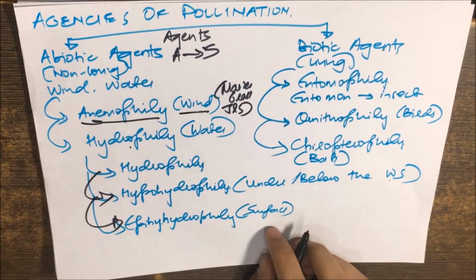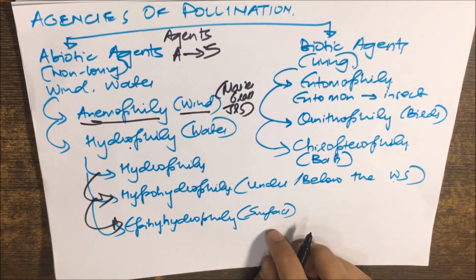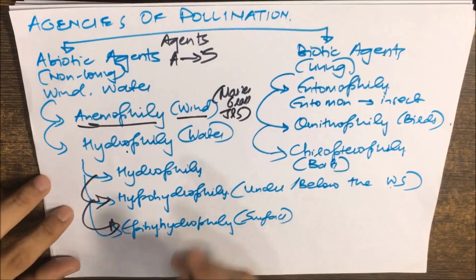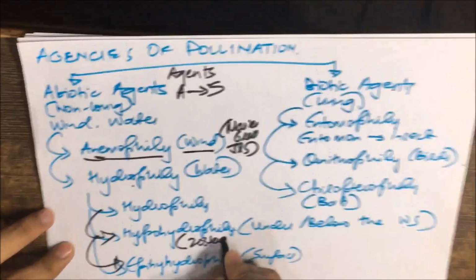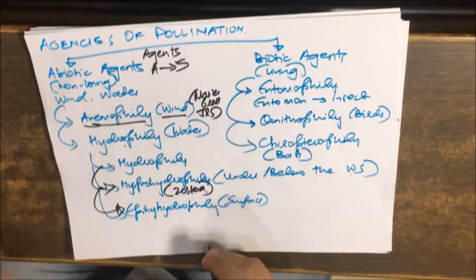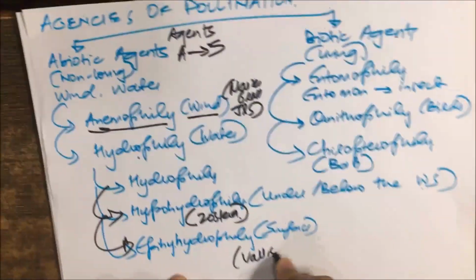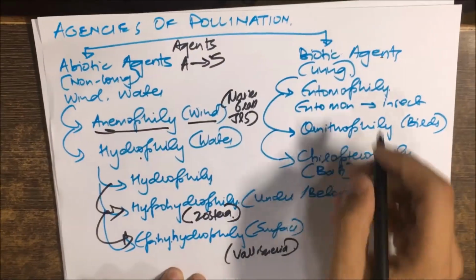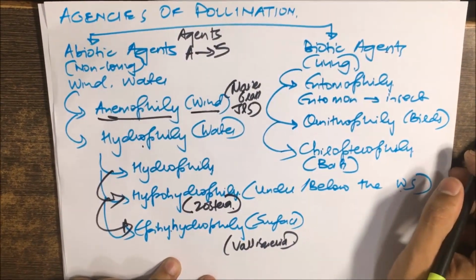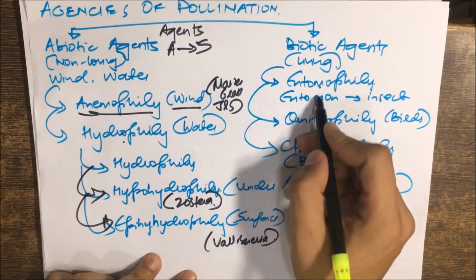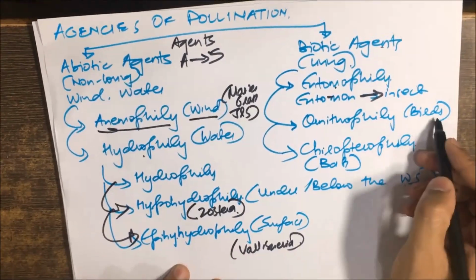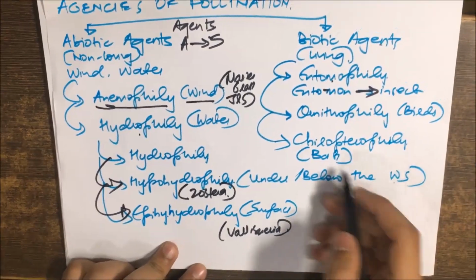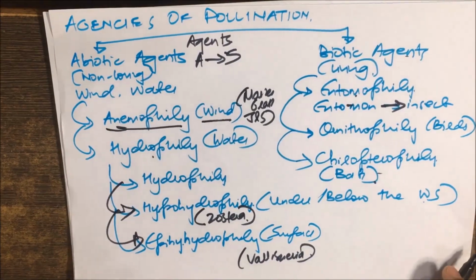While hydrophily is observed in plants like Zostera and Vallisneria. Biotic agents of pollination include entomophily, which is through the agency of insects, ornithophily, which is through the agency of birds, and chiropterophily, which is through the agency of bats.